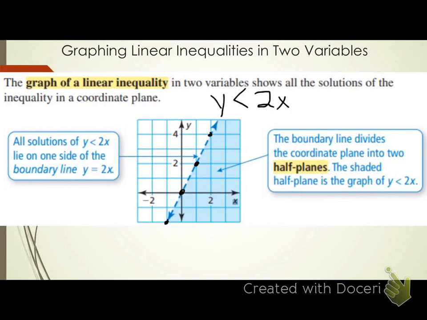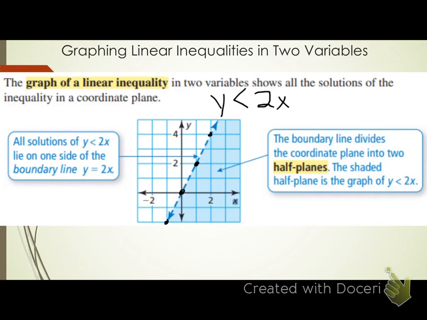The boundary line divides the coordinate plane into two half planes. So it cuts the coordinate plane in half. Here's one half. Here's the other half on the other side of it. The shaded half plane is the graph of y is less than 2x. So every ordered pair in this shaded region is a solution to my inequality. We're used to, with the equation, the line being my solution. Here, the shaded area is my solution of my inequality.